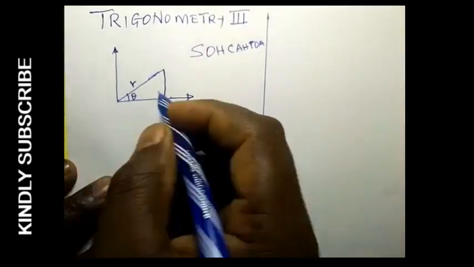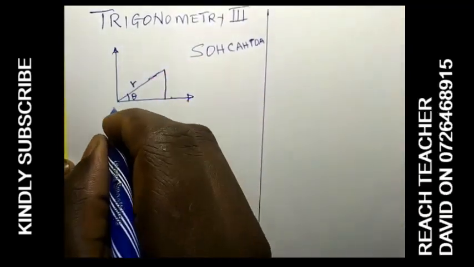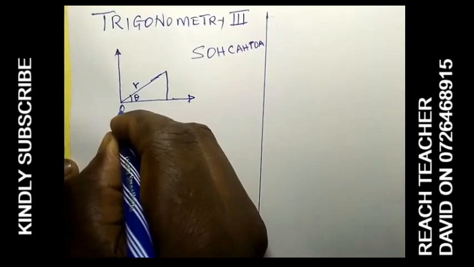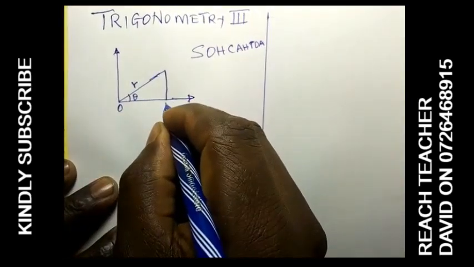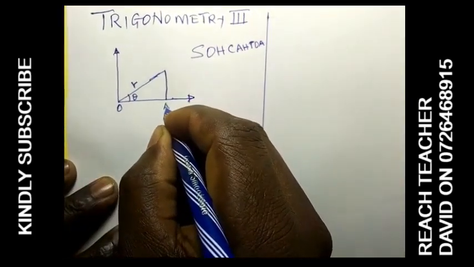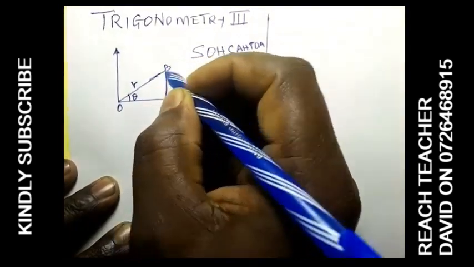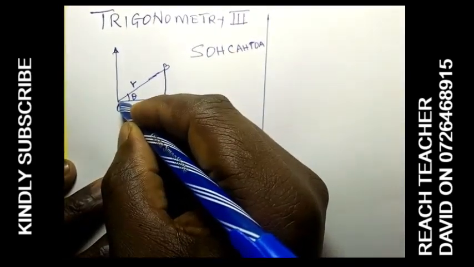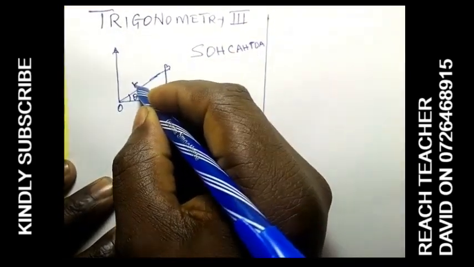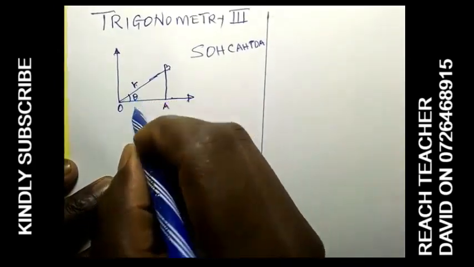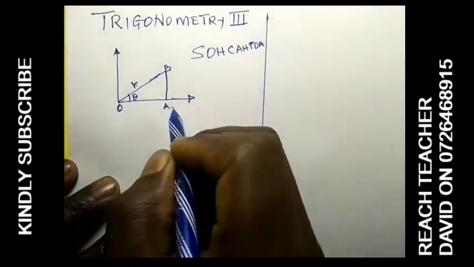So at this point we have a Cartesian plane of this kind, and here we have O, the origin, we have A, and then we have B. We have been given that the distance from O to B is R. We have angle theta here, and then we have this OP.